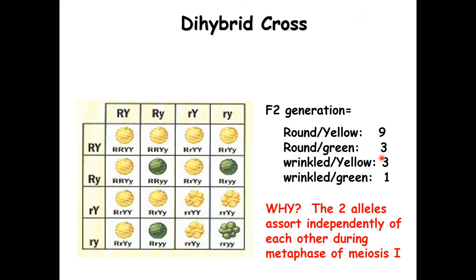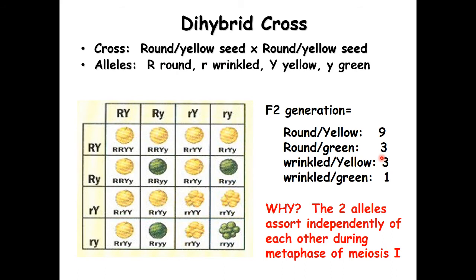Let me show you another picture. This is a better picture. So you're crossing a heterozygous, big R, small r. So that's for one characteristic. For the seed shape, each parent is heterozygous dominant. For the seed color, each parent is heterozygous dominant again.